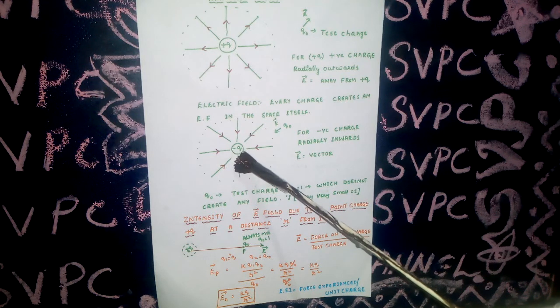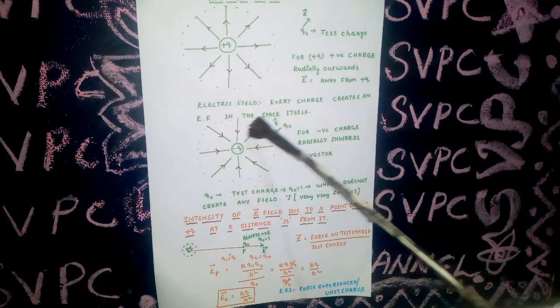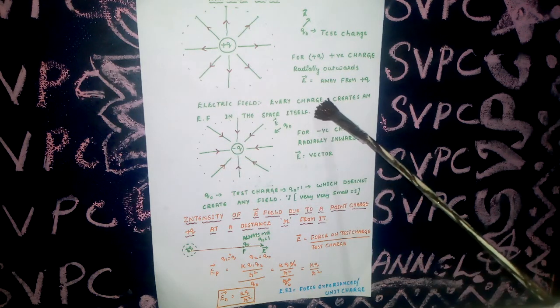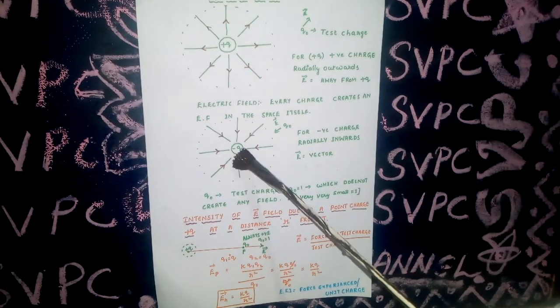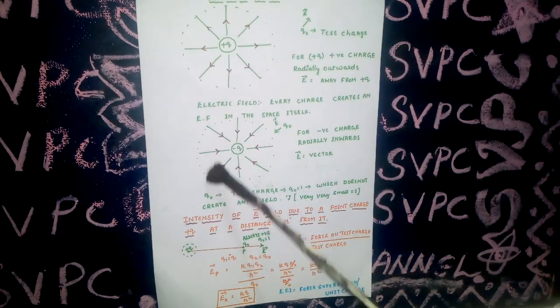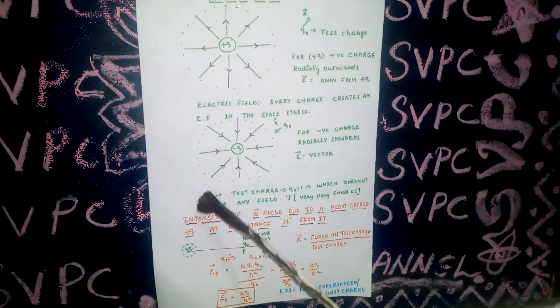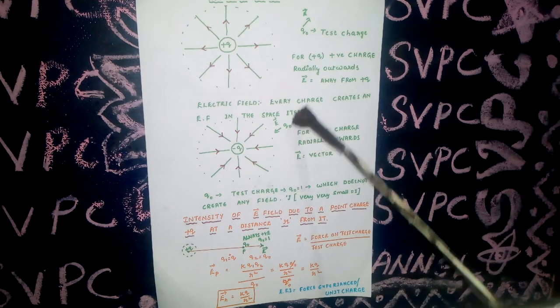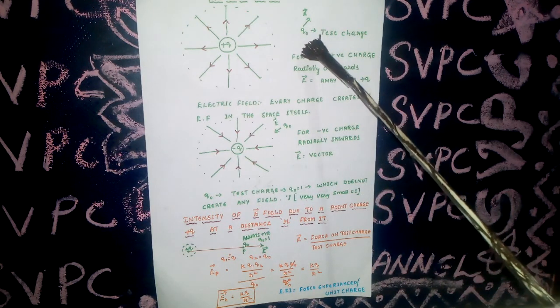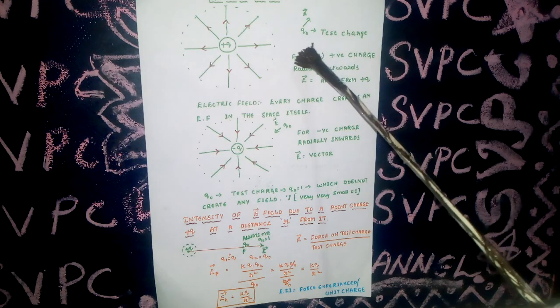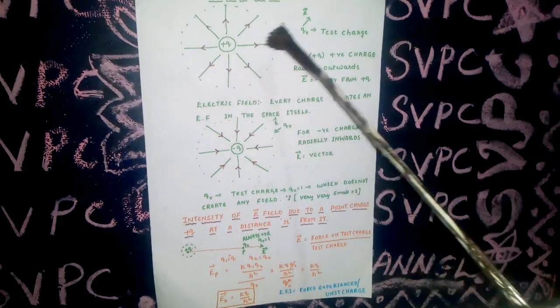So what do you mean by electric field? Electric field is: every charge creates an electric field in the space itself. See, this is one charge and this is one charge. This is a negative charge. It creates its own field, means force. Suppose I'll tell you an example. Here Q naught. Q naught is a test charge to test whether the field is there in the presence of this or not.